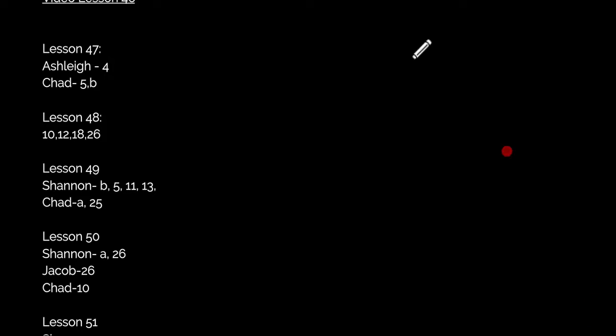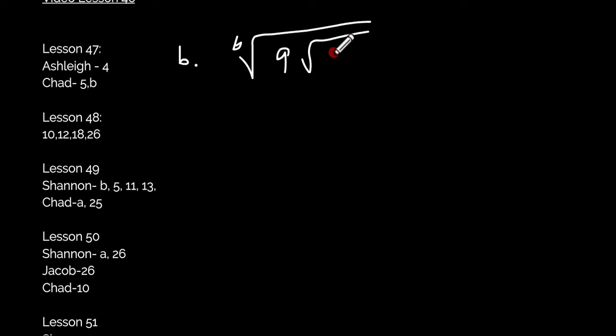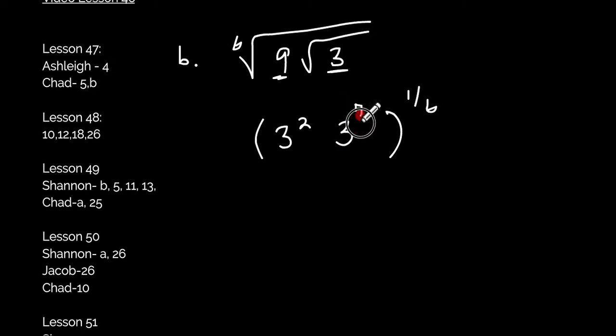Okay, let's go to 47b. These are fun once you get the hang of them. It's the 6th root of 9 with the square root of 3 underneath the 6th root. The first thing you want to do is change it into fractional exponents. The other thing is to try to make the bases the same. So we can write 9 with the base of 3, which is 3 squared, and we write the square root as a fractional exponent, 3 to the 1/2.